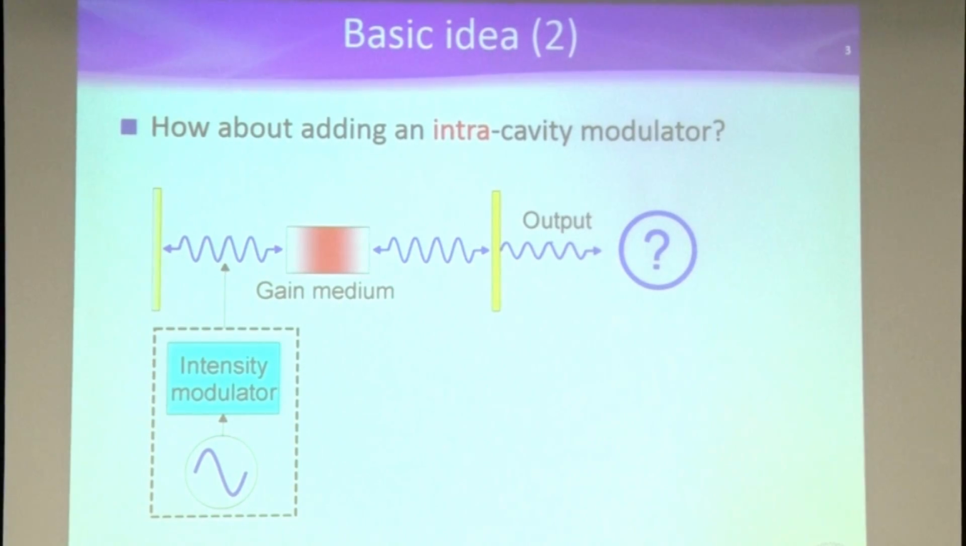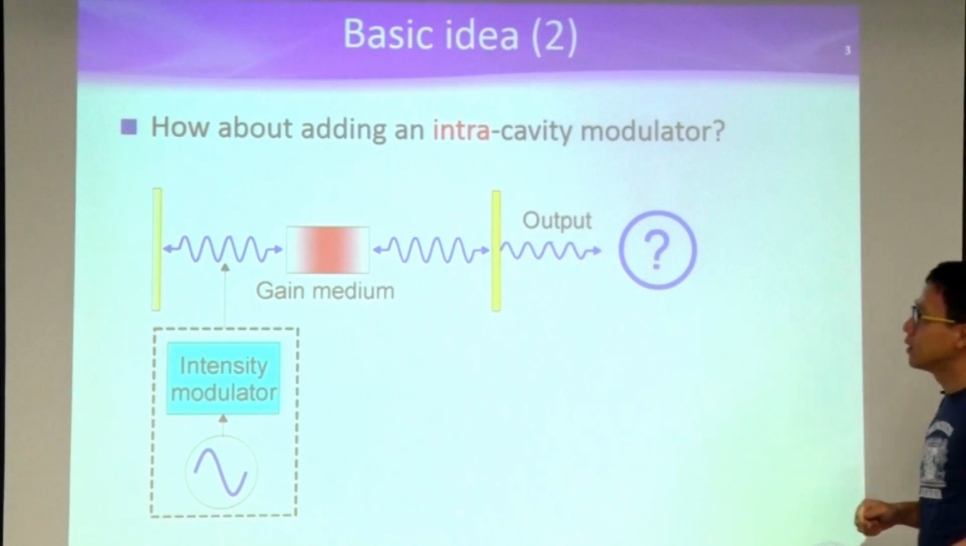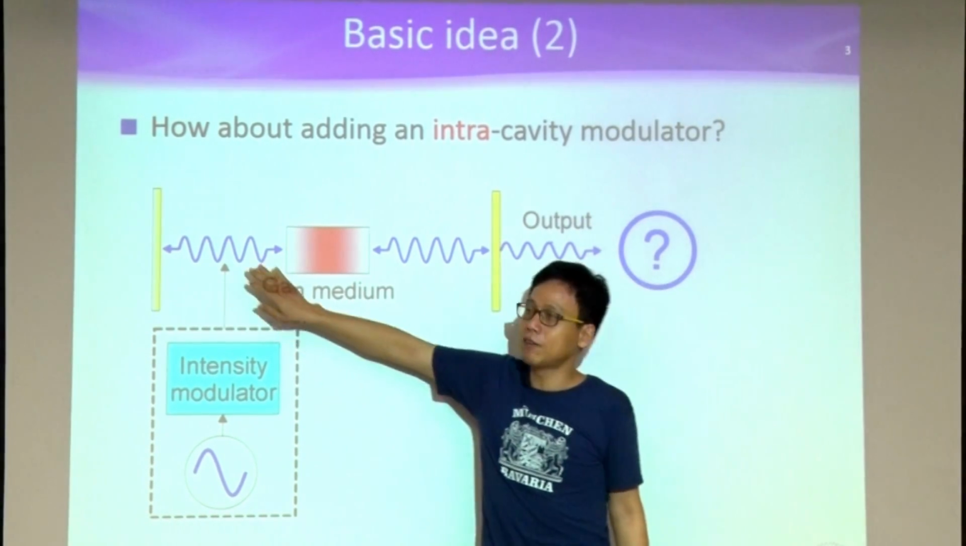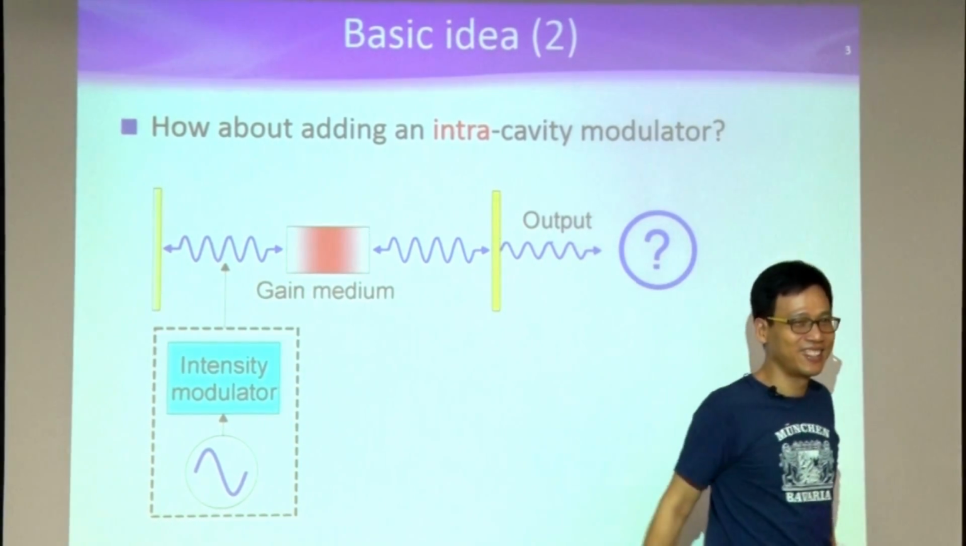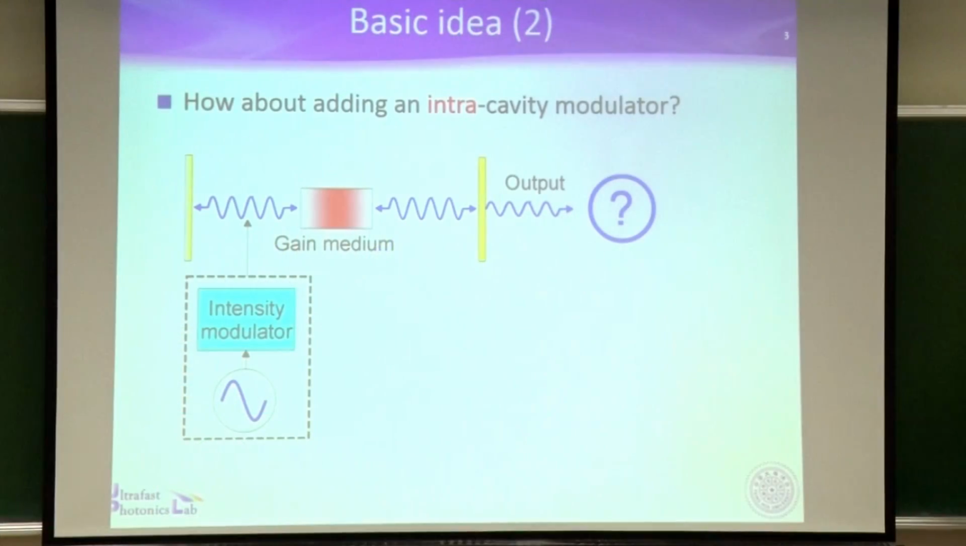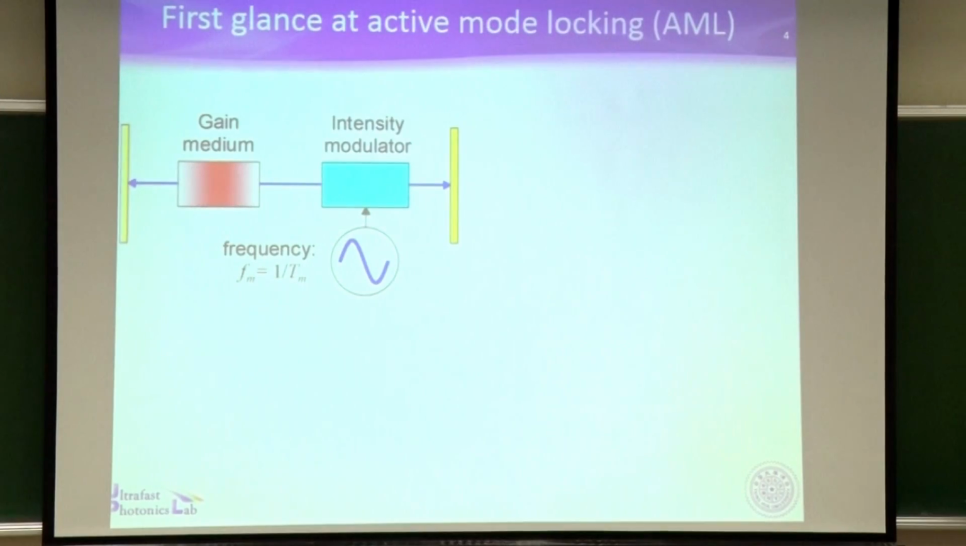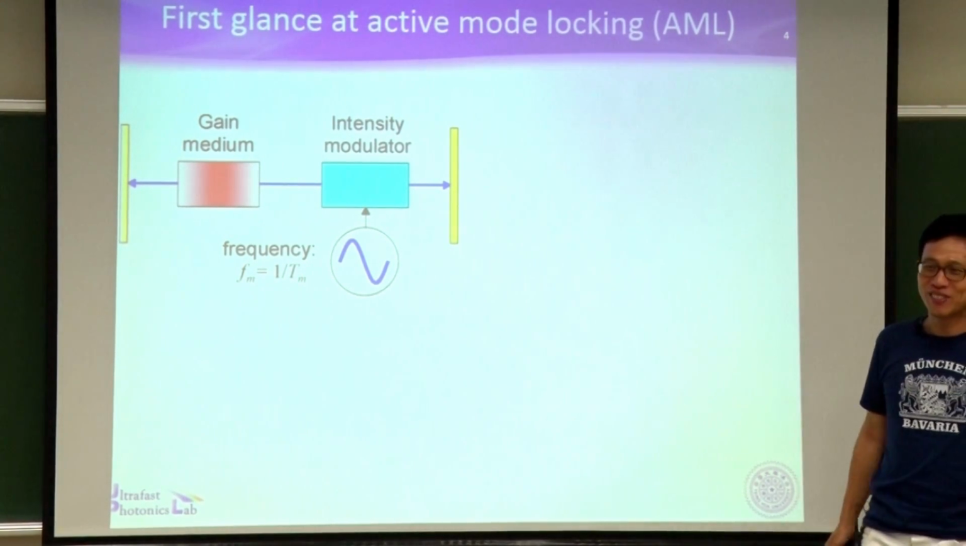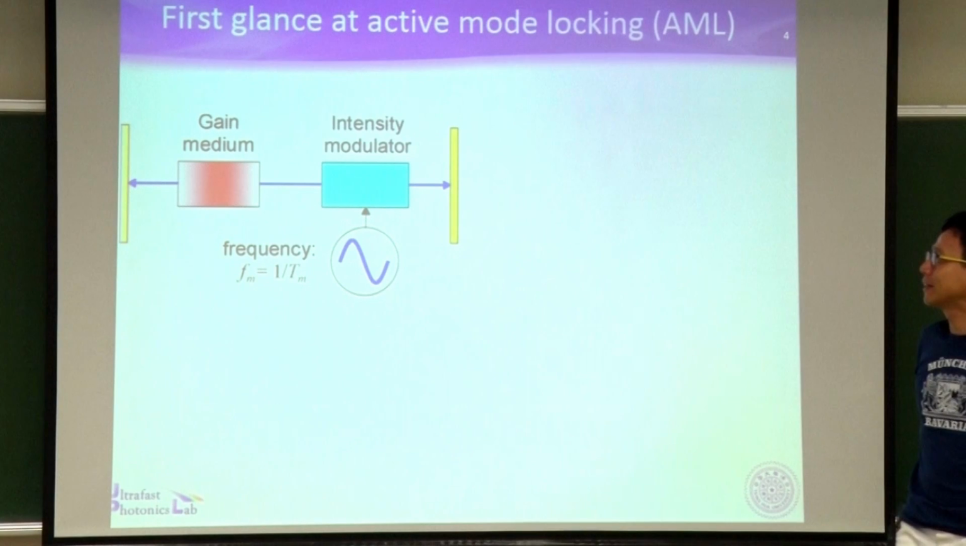But if you change the scheme into this one, still using intensity modulator, but this time put it inside the cavity. What would be the result? The answer is you can get very, very short pulse. But why is that?